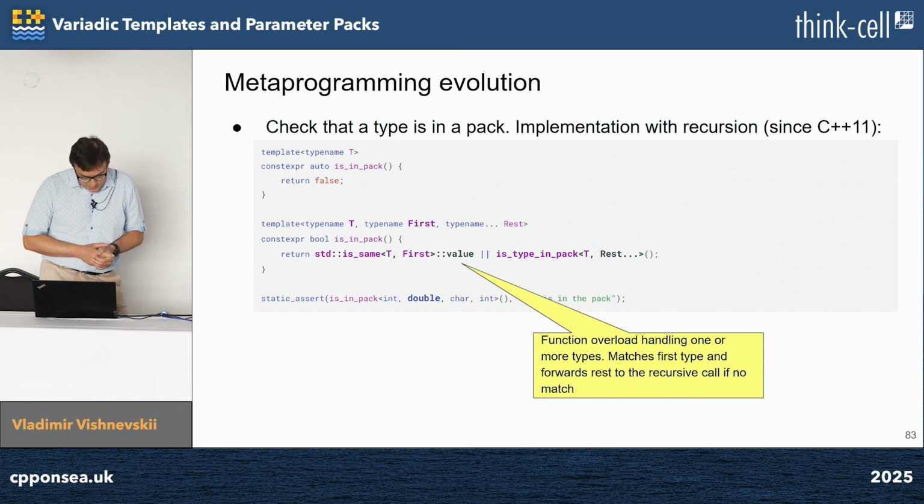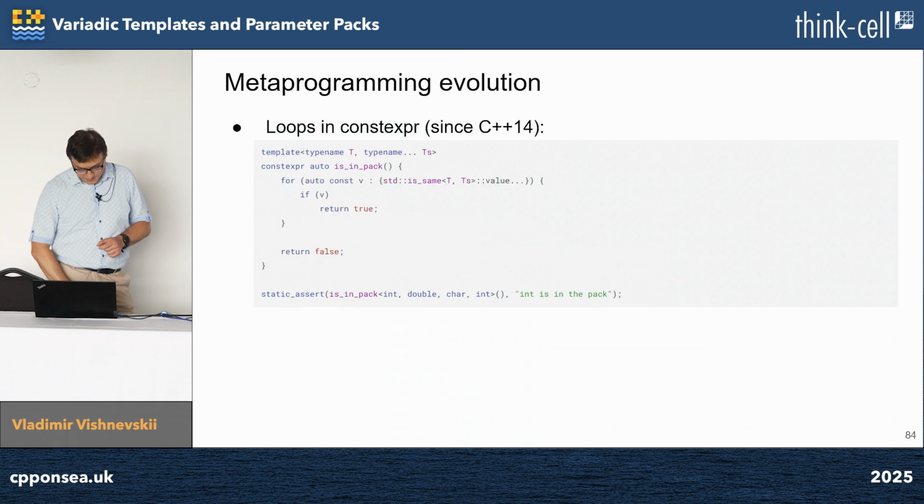So here what is happening: we have a function template overload that takes a type and the type of the first item, and then just matches. If they match, then it will evaluate to true. Otherwise, it will recursively call this is in type pack for the rest of the pack. And in C++14, it was already possible to implement it in a much simpler way.